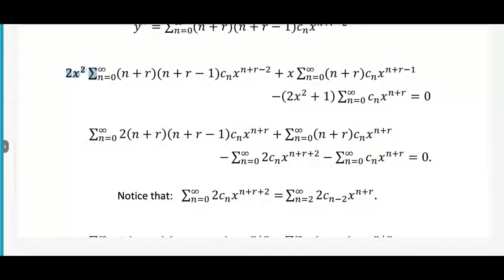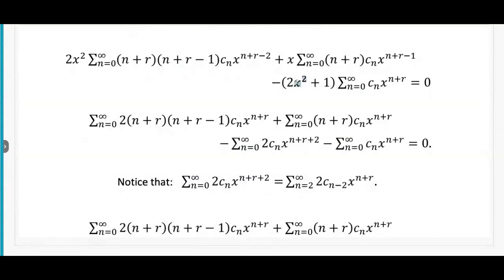You see this x squared and this is minus 2, so x raised to n plus r minus 2 plus 2 becomes x raised to n plus r. This is x times x raised to n plus r minus 1, which also changes to x raised to n plus r. And this one will have x squared times x raised to n plus r, which becomes x raised to n plus r plus 2. This is 1, so we still have x to the n plus r.